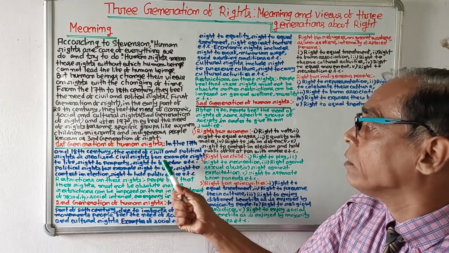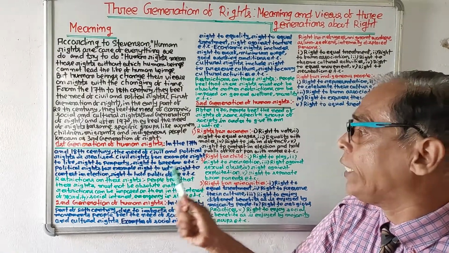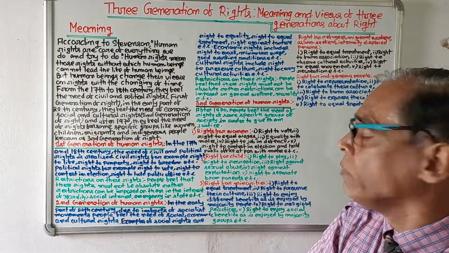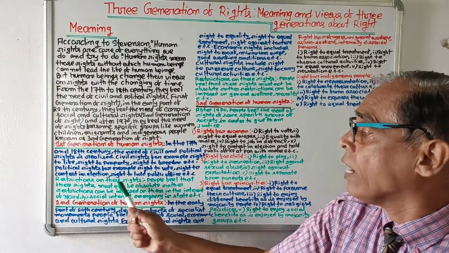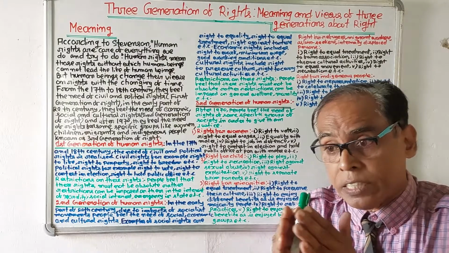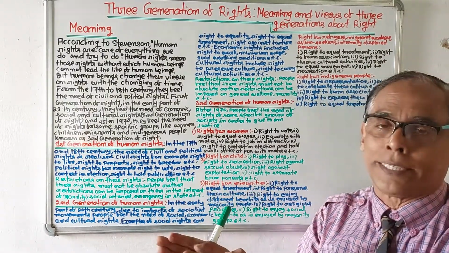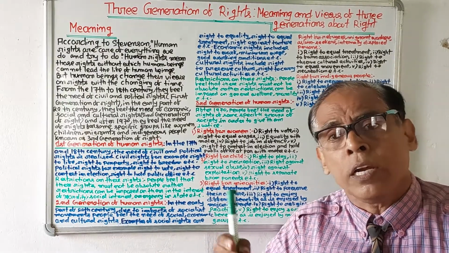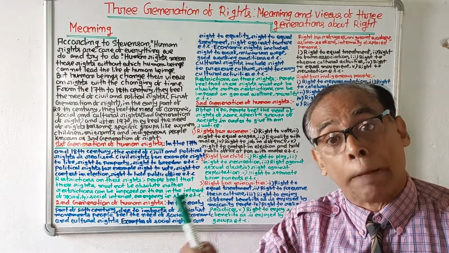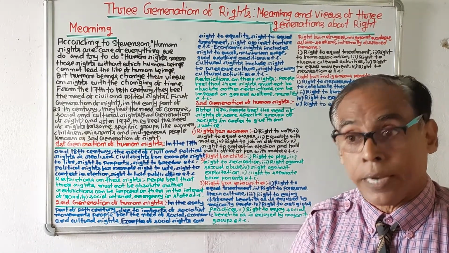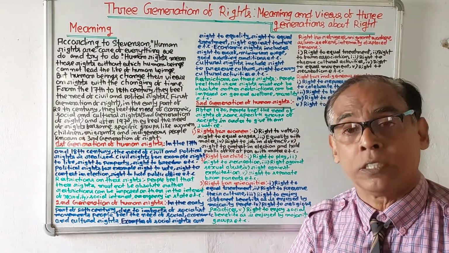Civil rights, for example, right to life, right to property, right to freedom, etc. Political rights means right to vote, right to contest the election, right to hold public office, etc. So in the 17th and 18th century, people gave priority to civil and political rights. But they were not interested to give absolute civil and political rights to people. Rather, they wanted to put some restrictions on these rights.